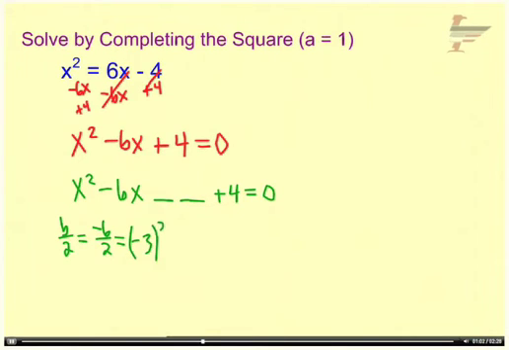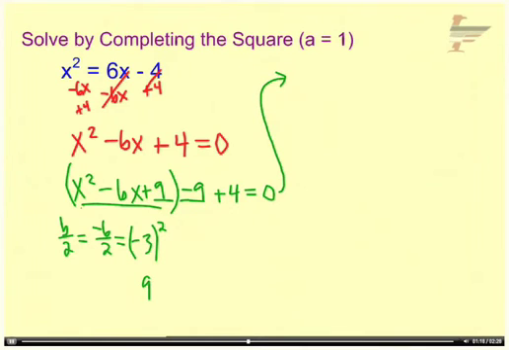We want to square this. Negative 3 squared is 9. 9 goes into our first spot. Remember, that's what we're going to be able to factor. Once we put in a plus 9, let's counterbalance with a negative 9. So I'm going to go ahead and write this up here.